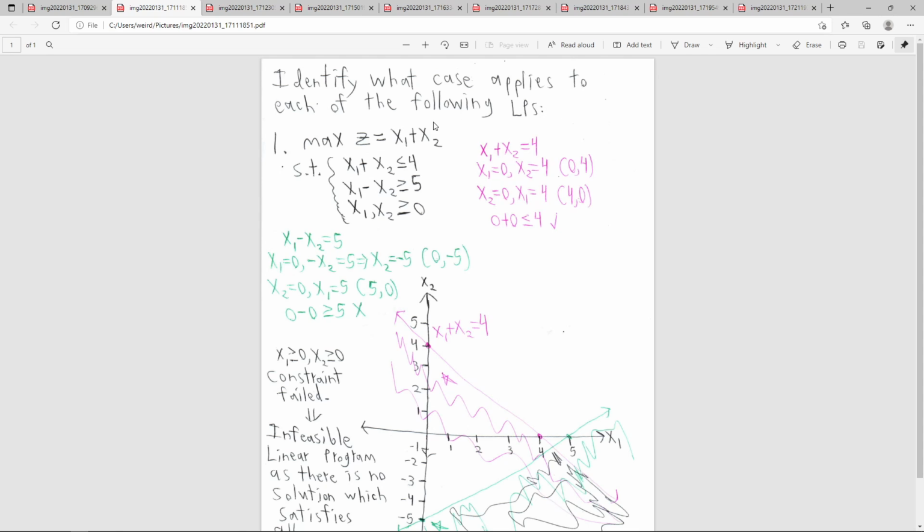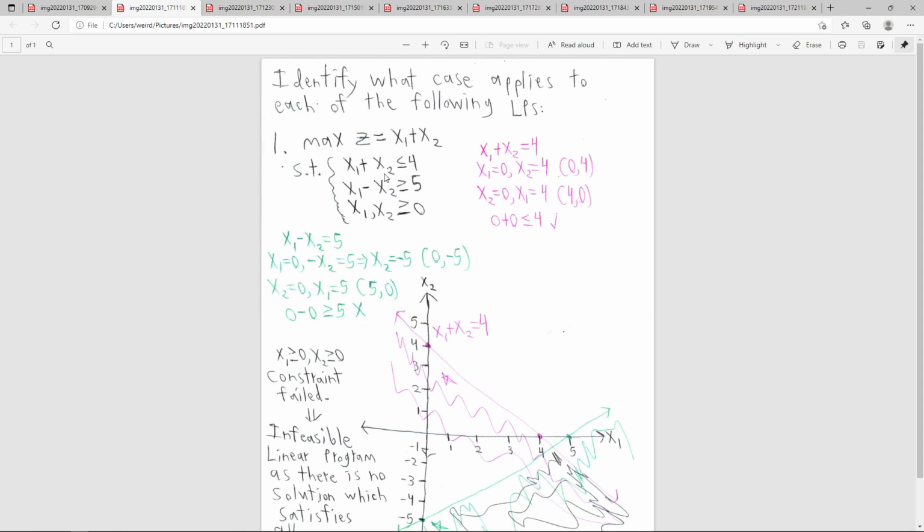So what case applies to each of the following LPs? We have four of them. First is x1 plus x2. We basically just solve this, get it graphed and see what it is. Try to solve it like normal. It checks out. We get intercepts (0, 4) and (4, 0), and 0 plus 0 is less than or equal to 4. So that means (0, 0) is included.